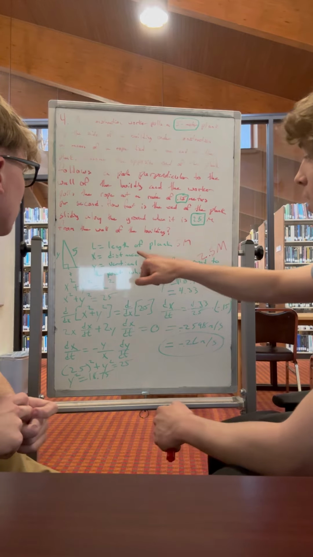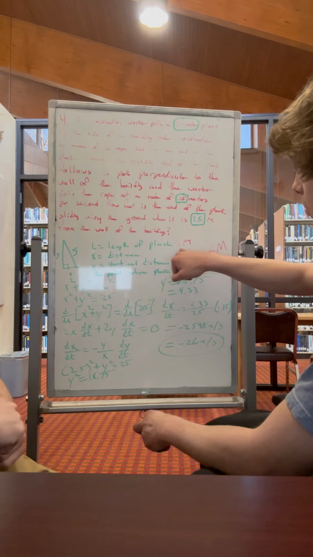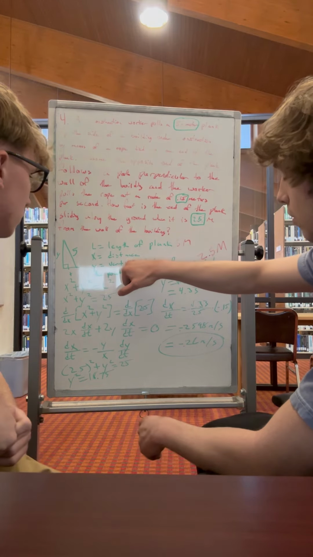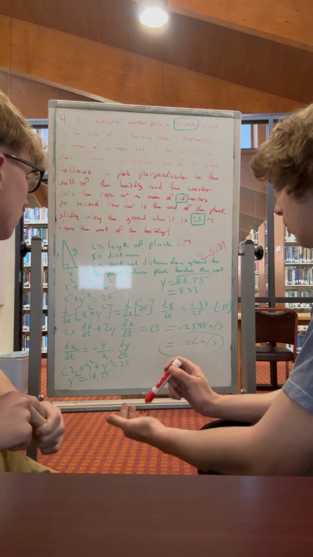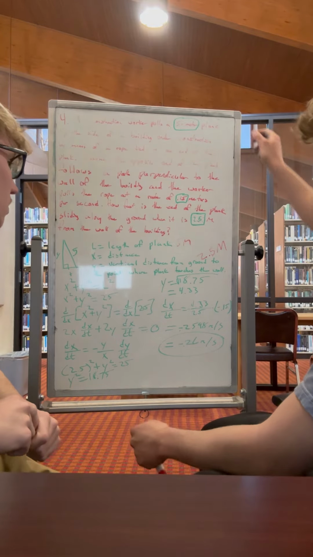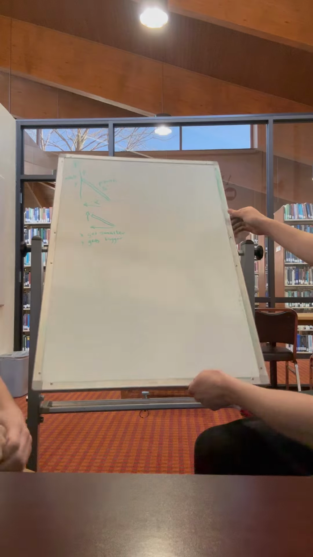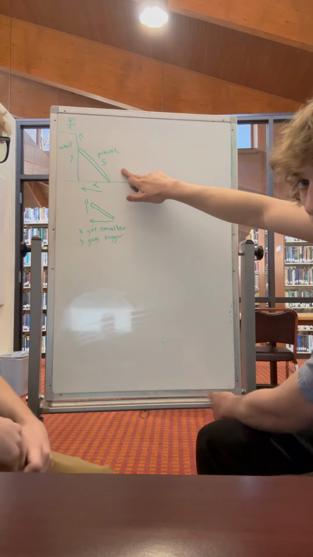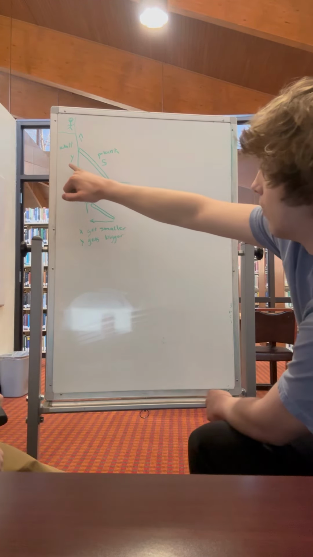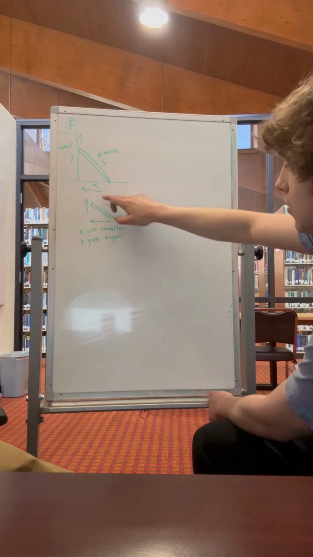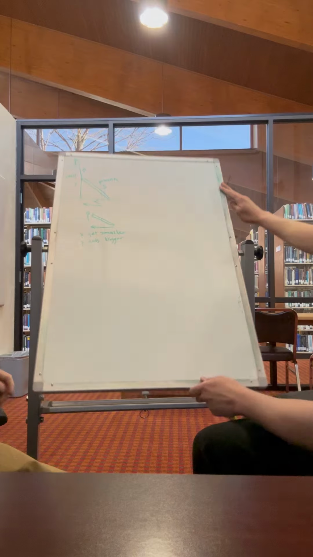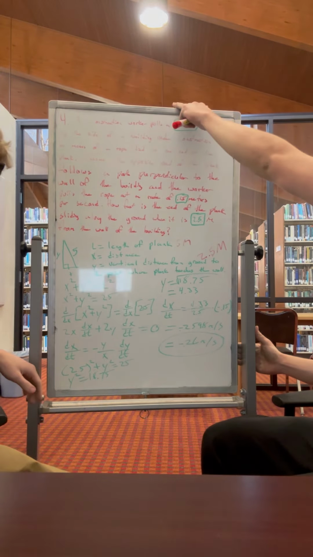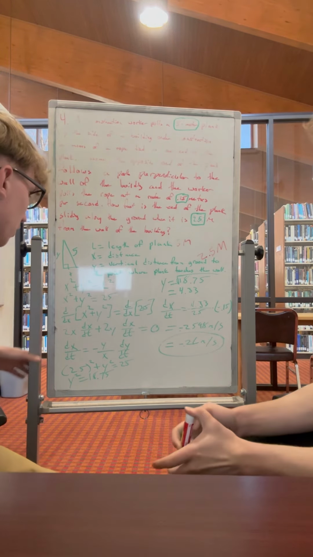So our variables: L, length of the plank, is 5 meters; X, the distance, is what we're solving for; and Y is the vertical distance from the ground to the point where the plank touches the wall, 2.5 meters. Here's our diagram of the problem. We have the wall, we have the plank, and we have the distance we're solving for. X gets smaller, Y gets bigger as the plank goes up. So now I'll explain the math part.